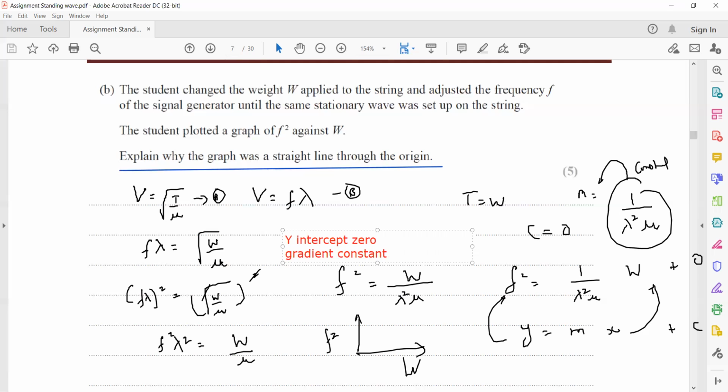Is it clear? This is part B, how we can show that the graph between f square and the weight or the tension will be a straight line which is passing through the origin, as the y-intercept is 0, as well as it is a straight line because the gradient is constant.